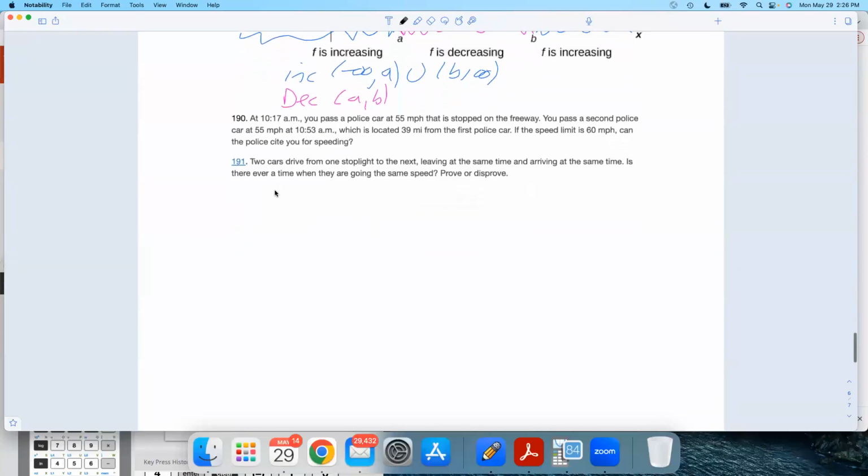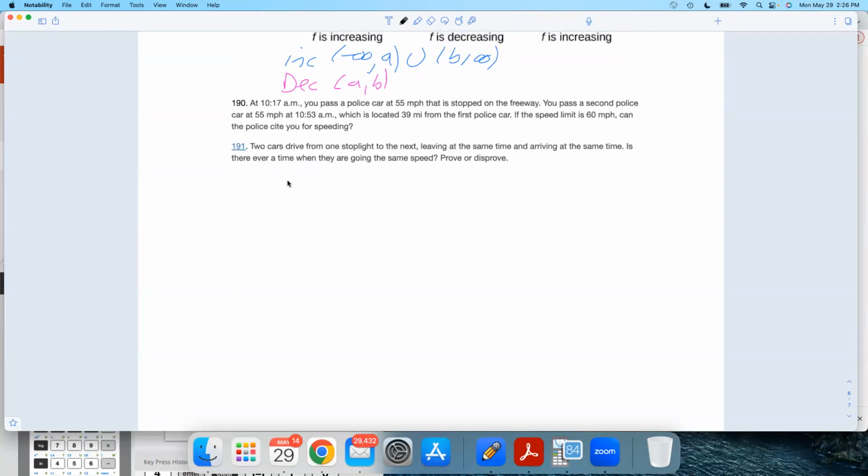Okay, let's take a look at these two application problems. These are both applications of the mean value theorem. And this is really the best way to think of the mean value theorem. Mean value theorem says if you know the average rate of change, you know you hit that average at least once, as long as you meet all the conditions.